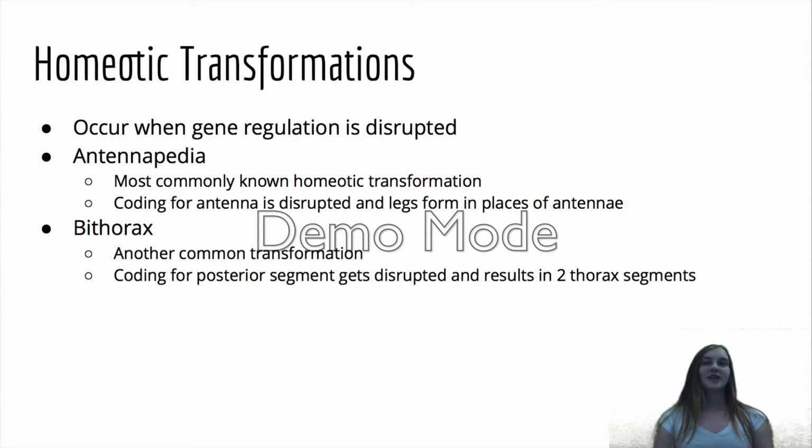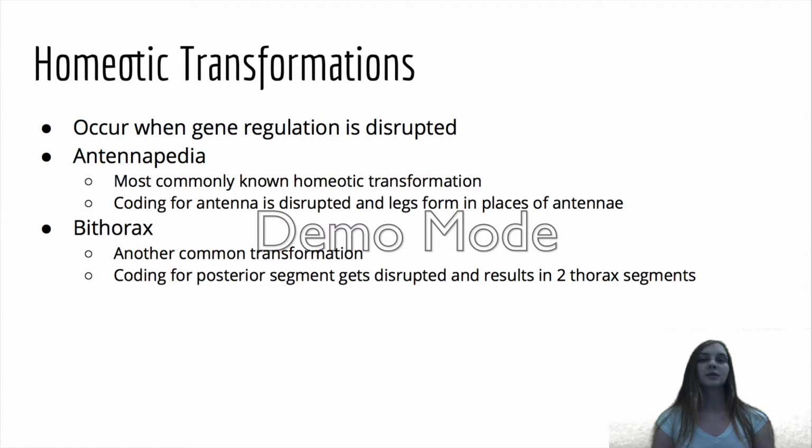A homeotic transformation occurs when the regulation of the Hox genes becomes disrupted and segmental changes or mutations occur. The two most common transformations in Drosophila are antennapedia and bithorax. Antennapedia is the most common transformation. What occurs with this transformation is that the coding for the antenna gets disrupted and legs form in place of where normal antenna should form.